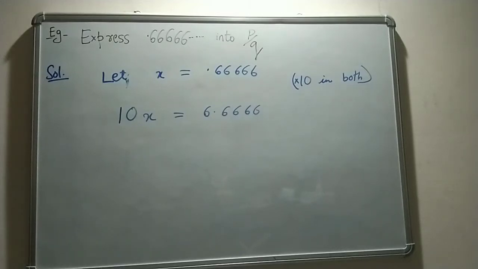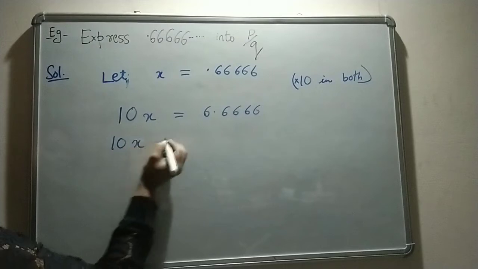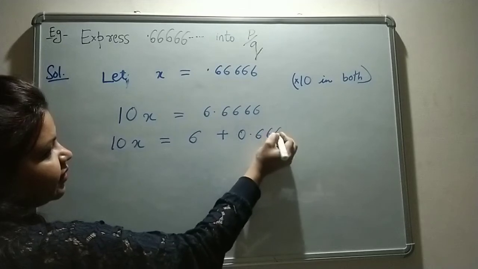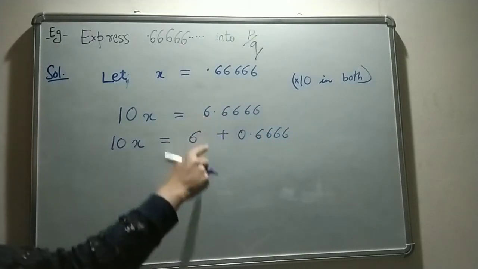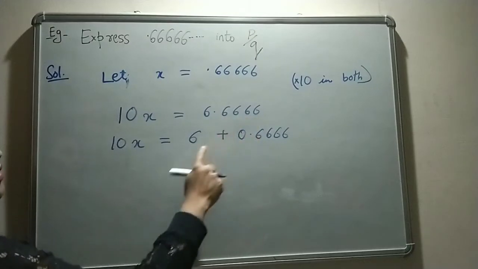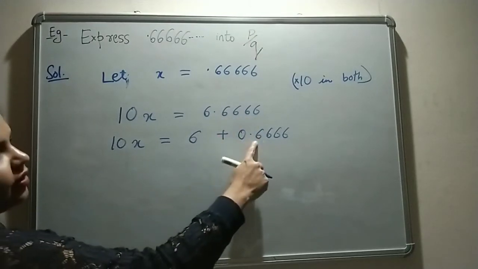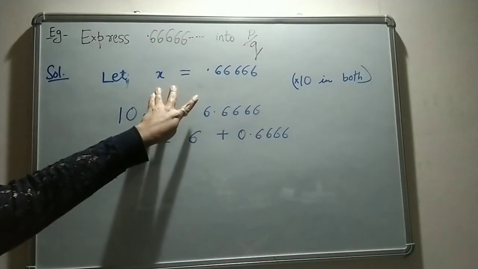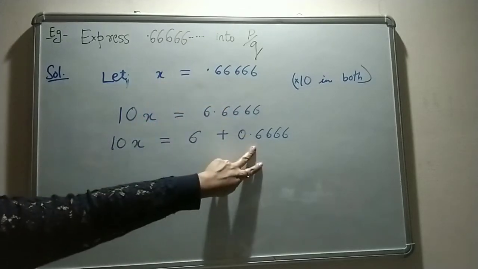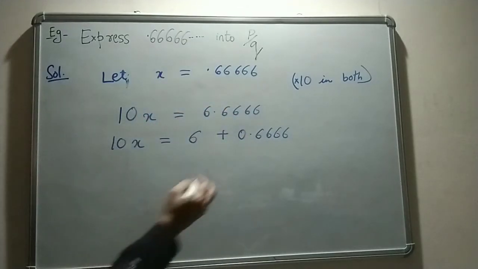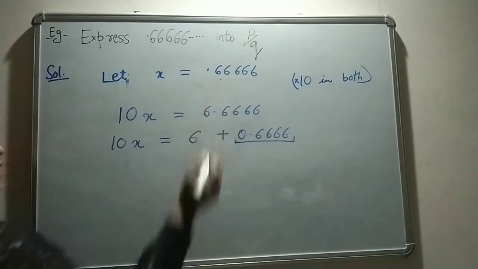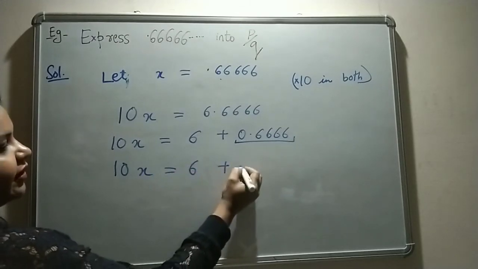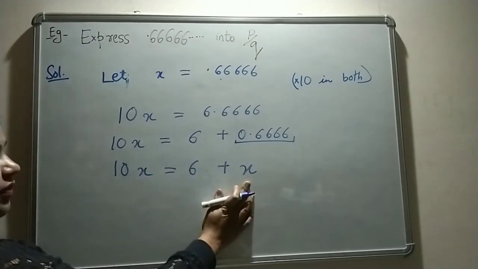Now what will happen? 10x can be written as 6 plus 0.66666. Can we write 6.66666 as 6 plus 0.66666, so that we could get the value of x from here? We can get the value of x over here. This number is equal to what? x only. So we can write 10x is equal to 6 plus x.